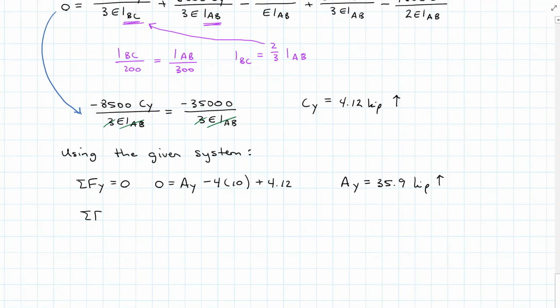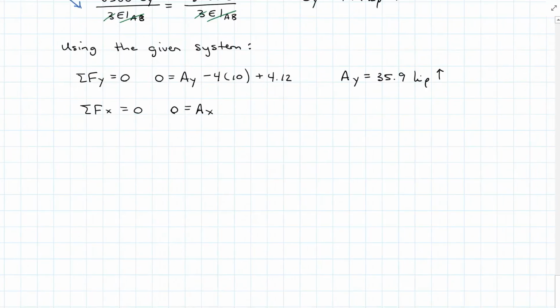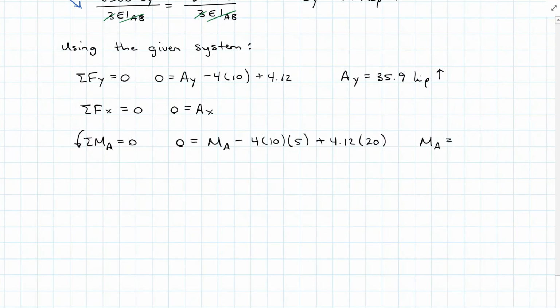Summing for the forces in the x direction, I have Ax is equal to 0. And last, summing for the moments about A, I find the moment reaction at A is 118 kip feet in 3 significant digits. And I get a positive answer, which means it is acting counterclockwise, which is the same as my assumed direction.